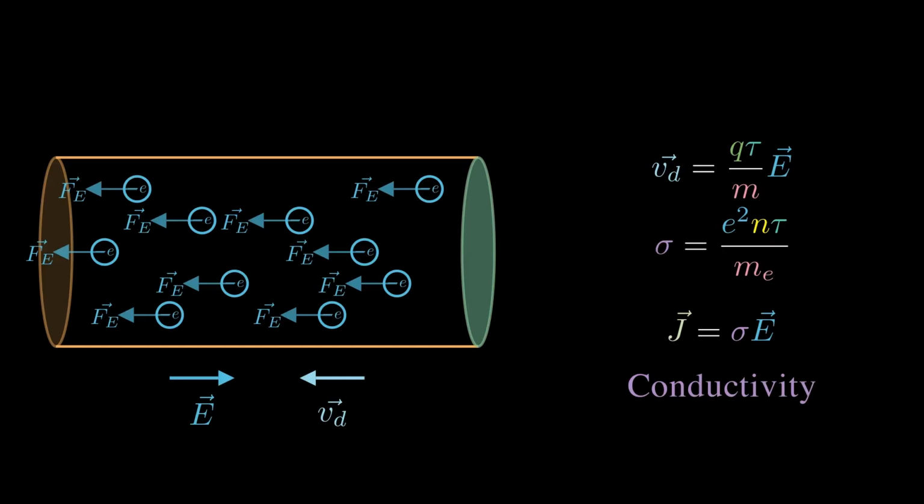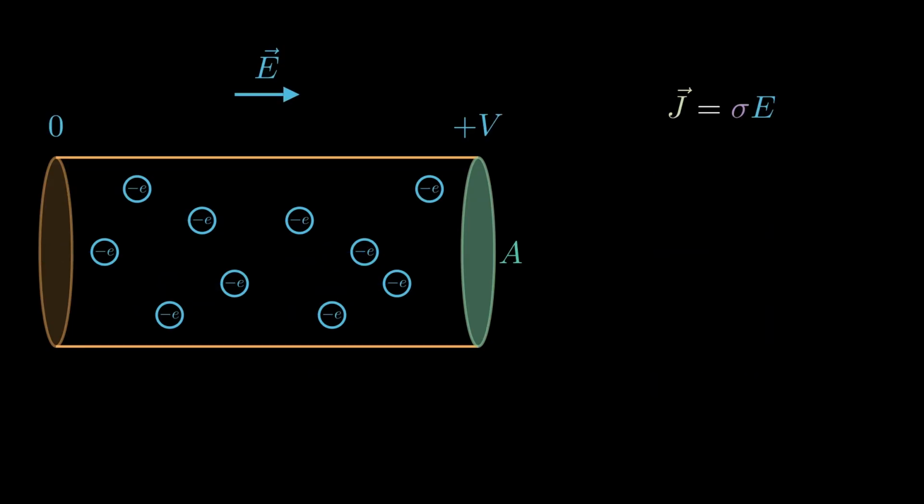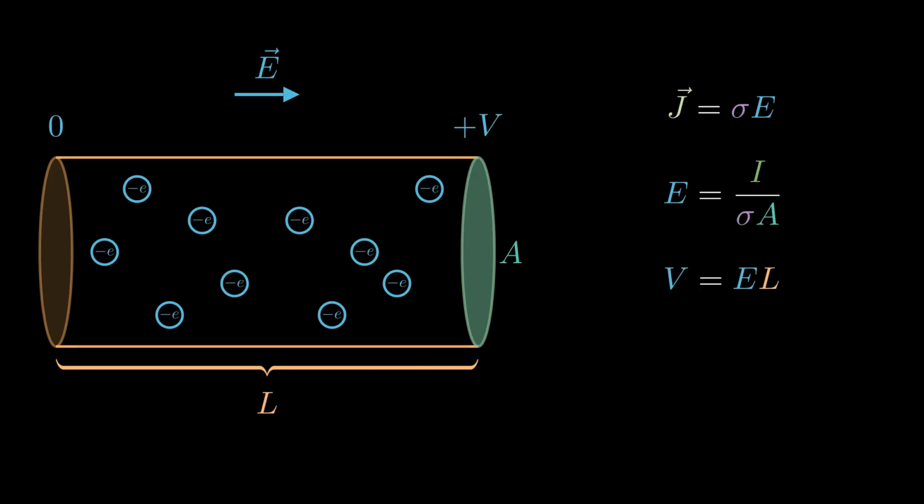Now we want to build up a relation between the current and the voltage based on the microscopic Ohm's law we just derived. Recall that the current I equals J times A. We can substitute J and rearrange it to get an equation for the electric field E. Also, the voltage is given by E times L, where L is the length of the conductor. Then if we substitute for E, we can include both the voltage and the current in the same equation.